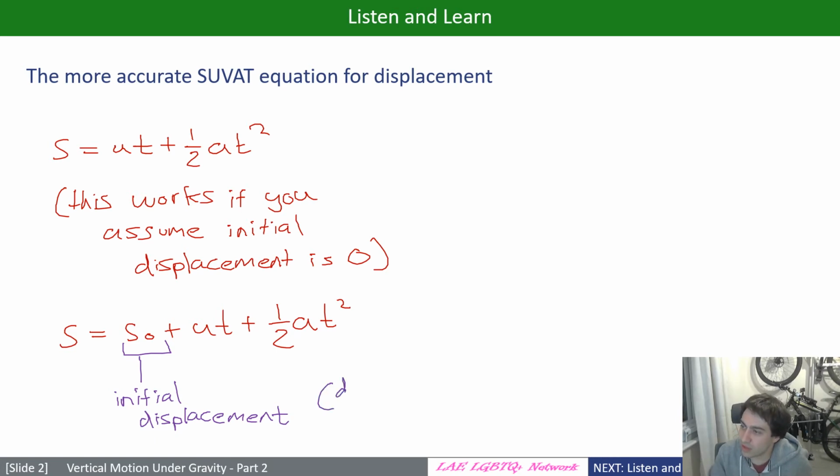So by default S0 is 0, but if you're told in the question, or you're given a scenario where you are already displaced, then I will use this version of the formula. And then you don't have to worry about trying to create a new 0 point and then adding it in at the end. You can just use the formula directly.